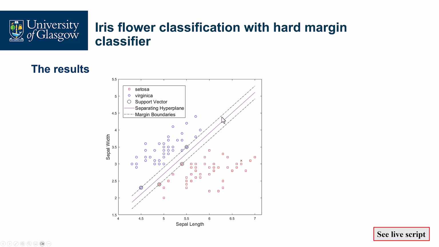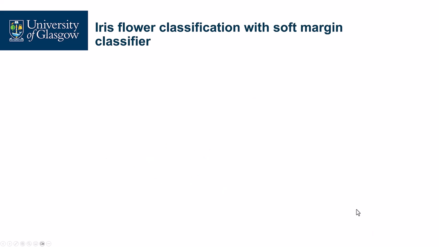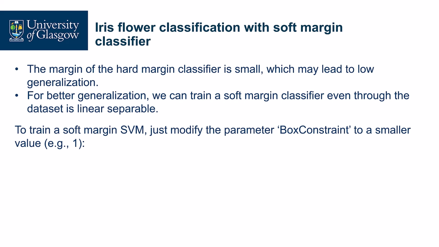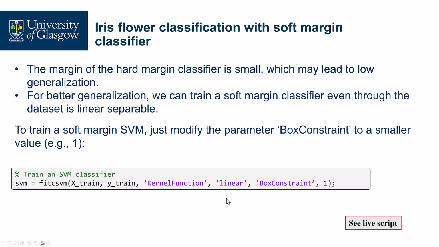From this, we can see that the margin is very small, right? So this will harm its generalization ability. So we can use a soft margin classifier to allow some margin violation, right? Then we can control the box constraint. Here I set the value to 1, and you can see this is the command that I'm using: box constraint equals 1.